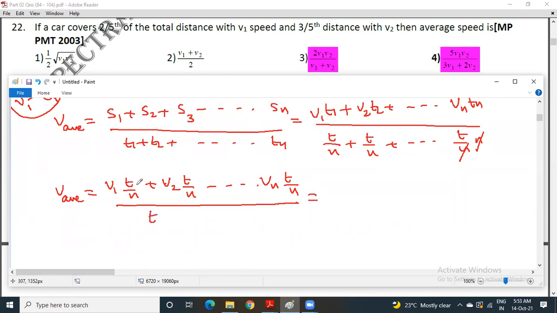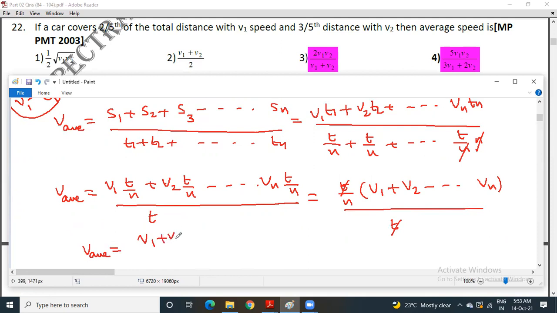Now you take out T by n at the numerator. So it will be V1 plus V2 so on, Vn whole divided by T. So T and T get cancelled. So therefore V average, this is the formula we are looking for: V1 plus V2 so on, Vn whole divided by n.